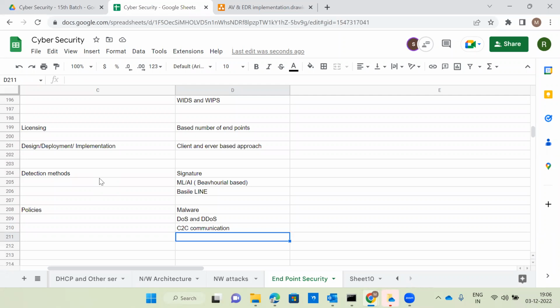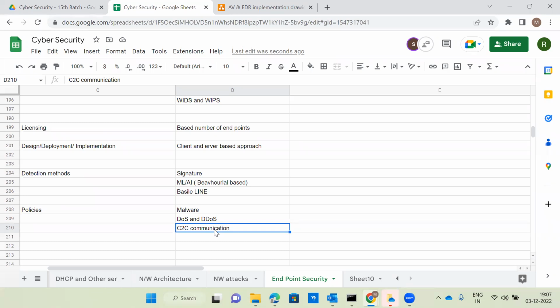So C2C communication is one of the very, very favorite interview questions. One of the systems got compromised and keeps on communicating to the command and control server. In that scenario, how can you do the incident investigation? I'm repeating: one of the systems or servers got compromised and keeps on communicating to the C2C server. How can you do the investigation? How can you identify it, first of all?